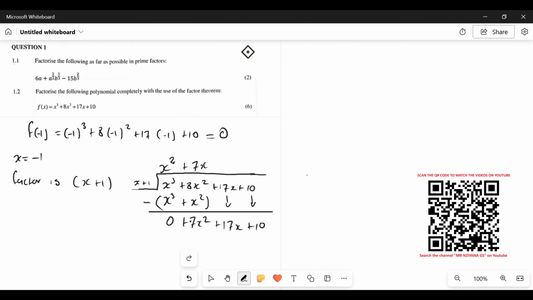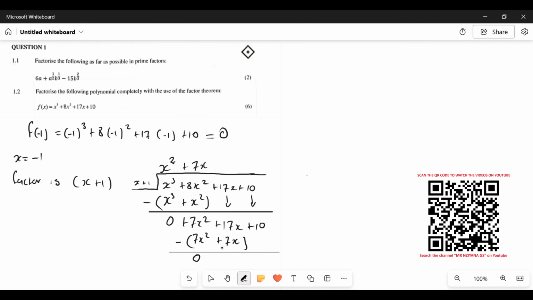So if we say 7x multiplied by x, this is going to give us 7x squared. And then if you say 7x multiplied by 1, that is going to give us plus 7x. There we go. And these ones here, you multiply them by negative again. If you multiply these by negative, this 7x squared becomes negative. It's going to subtract with this one here. Our answer here is going to be 0.